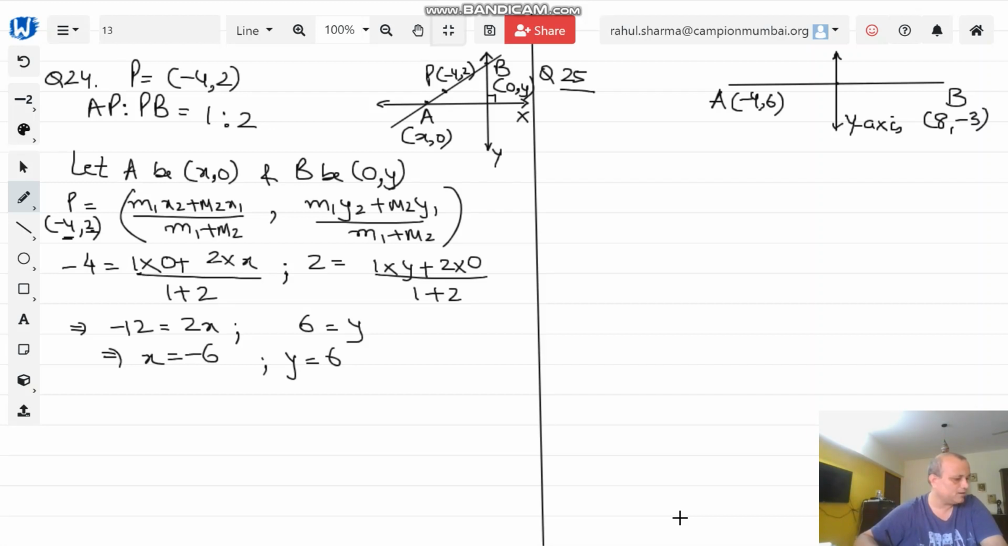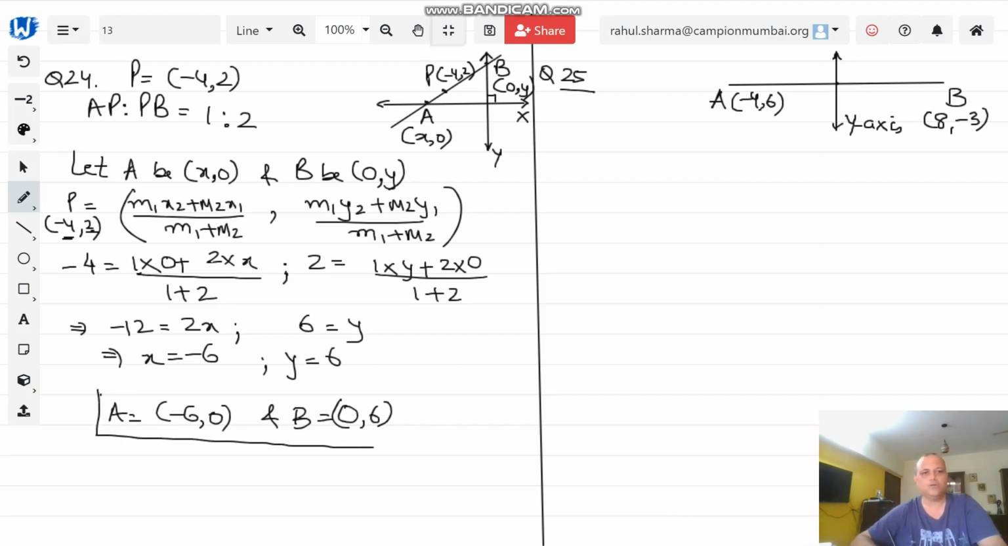So what do we have to calculate? We need to calculate the coordinates of A. So A would be equal to negative 6, 0, and B is equal to 0, 6. Anything else we need to calculate? No, that's about it. Simple question. In this case, the coordinates of the point were given. We needed to find the x and y coordinates of the line segment, which they were dividing in the ratio 1:2. Let's look at the last question.